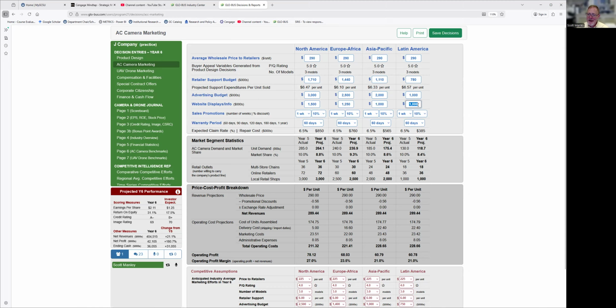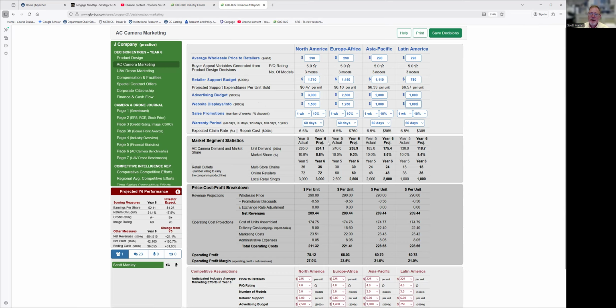But I don't want to decrease my spend on website displays. I had it last year at 900,000. If I decrease it to 500,000, what you'll see is that my demand goes up. So I either want to keep it the same and it was at 900,000, or I want to increase it to 1,000 because that's the minimum. When I say 1,000, what I really mean is 1 million because again, we're working in thousands of dollars.